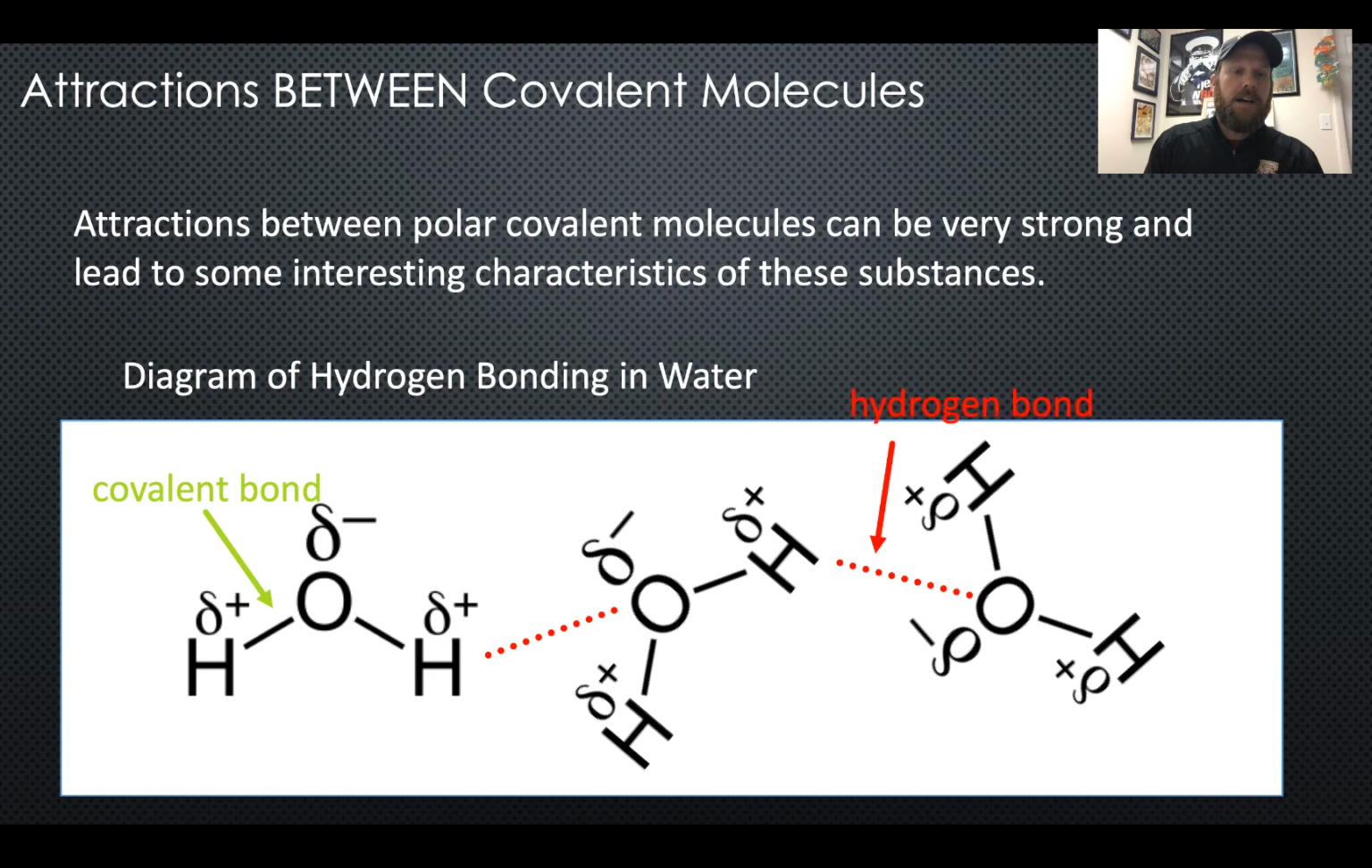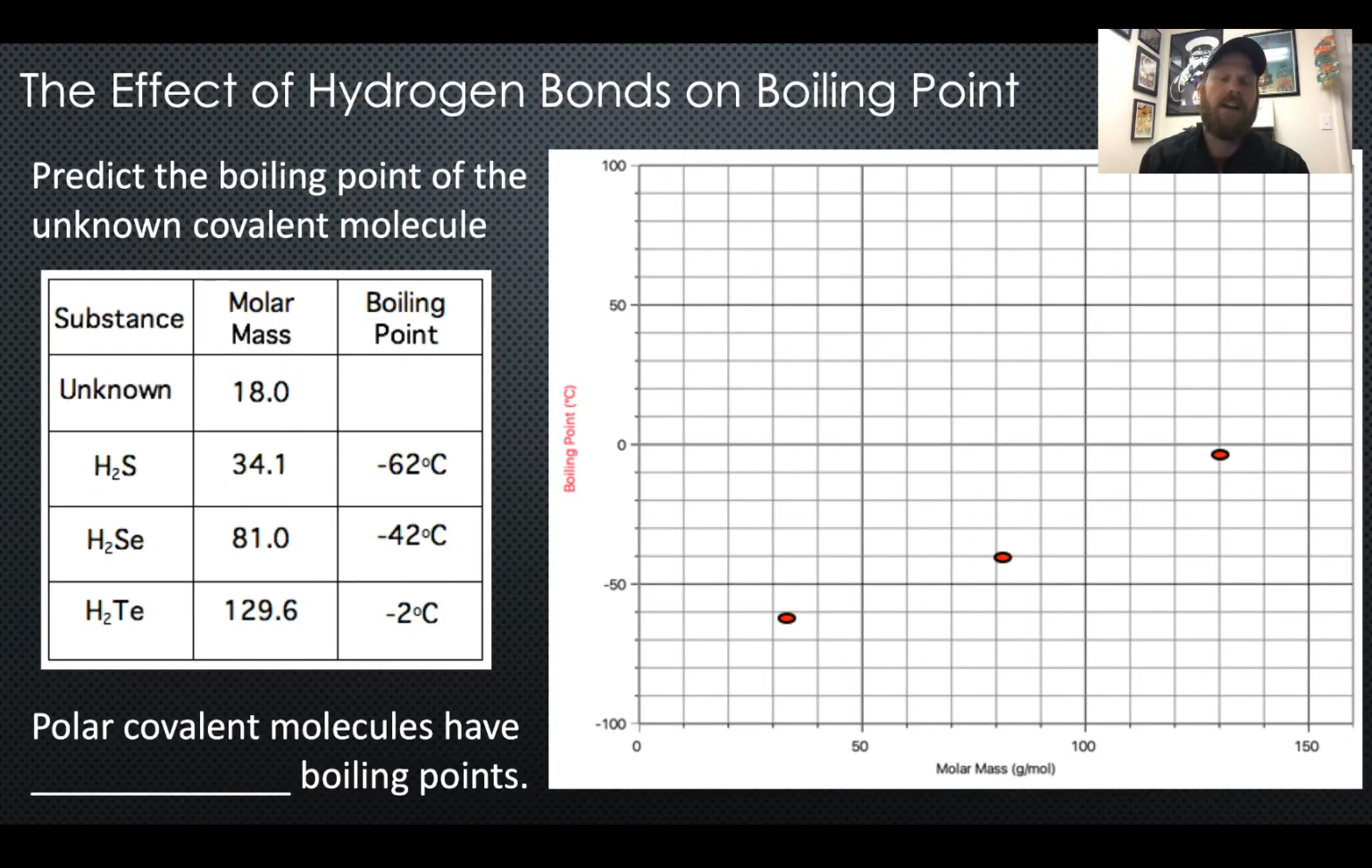So one property that hydrogen bonds can have an effect on is boiling point. So I have some data here of some similar molecules, H2S, H2Se, H2Te.